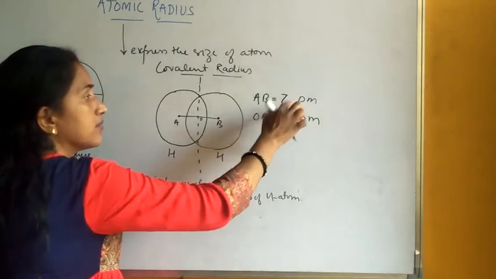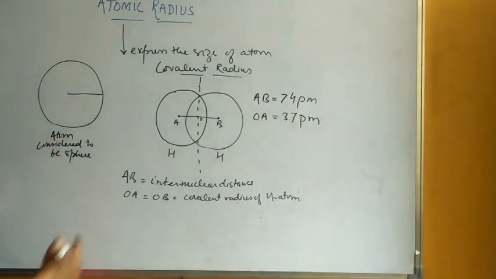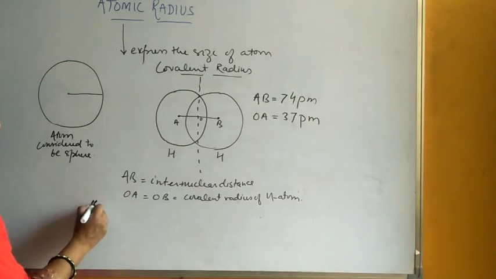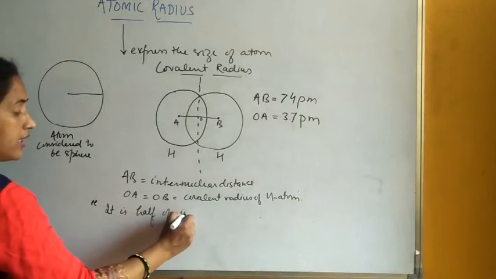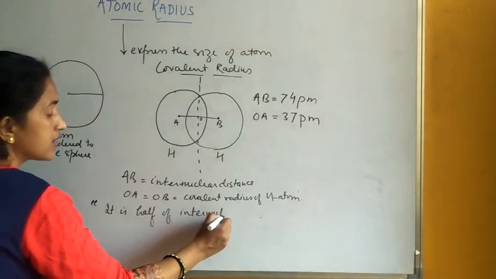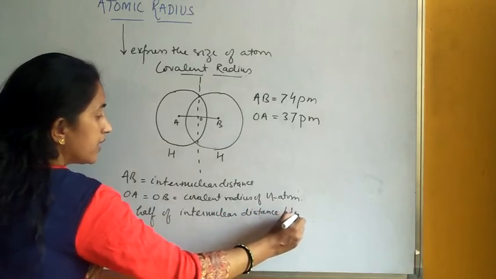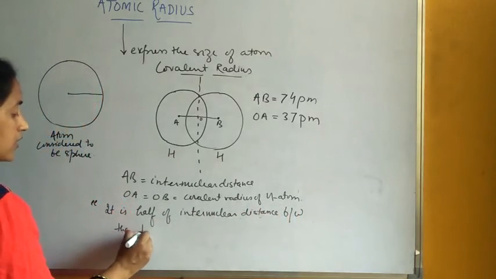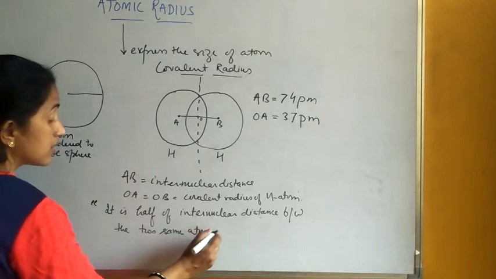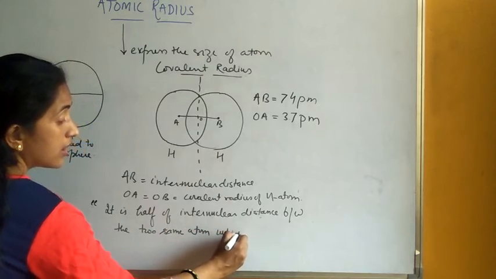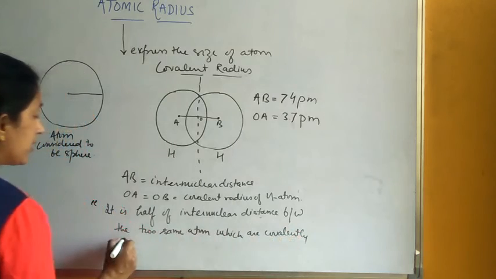Okay, now just make this correction. If it is 74, that means it is 37 pm. So now we are going to define the covalent radius. We can say it is half of the internuclear distance between two same atoms which are covalently bonded in a molecule.